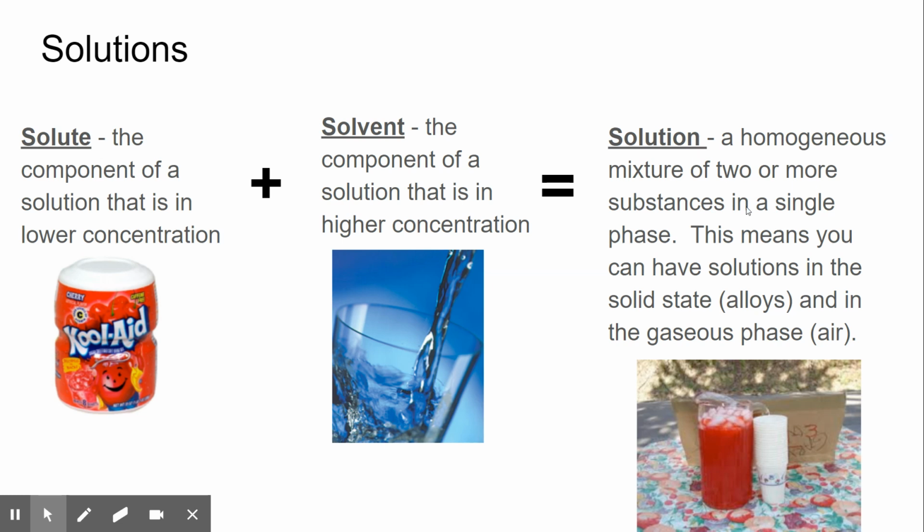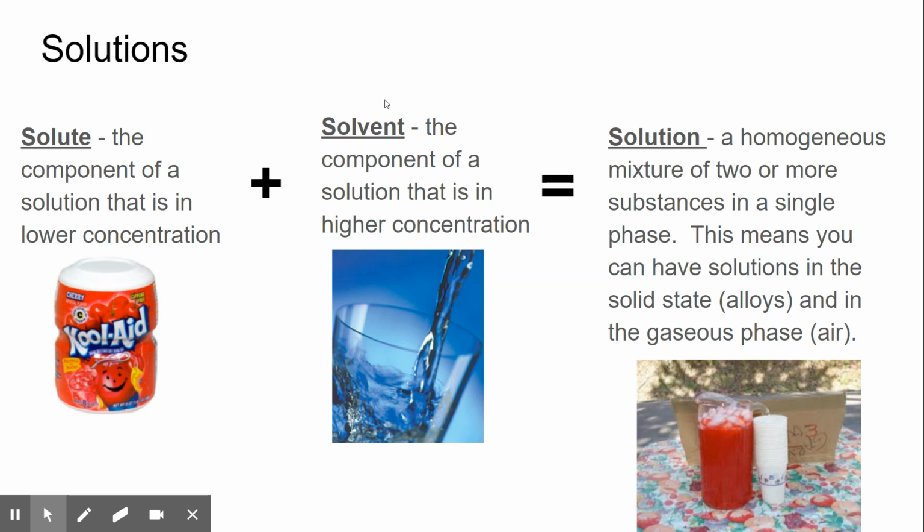This means you can have a solution of liquid, but you can also have a solution in solid state and gaseous state. In solid state, you would have something like an alloy, and in gaseous state, you get something like air. Air is actually a solution. You can't see the different parts. It all looks the same. Homogeneous mixture. A solution is made of two or more parts.